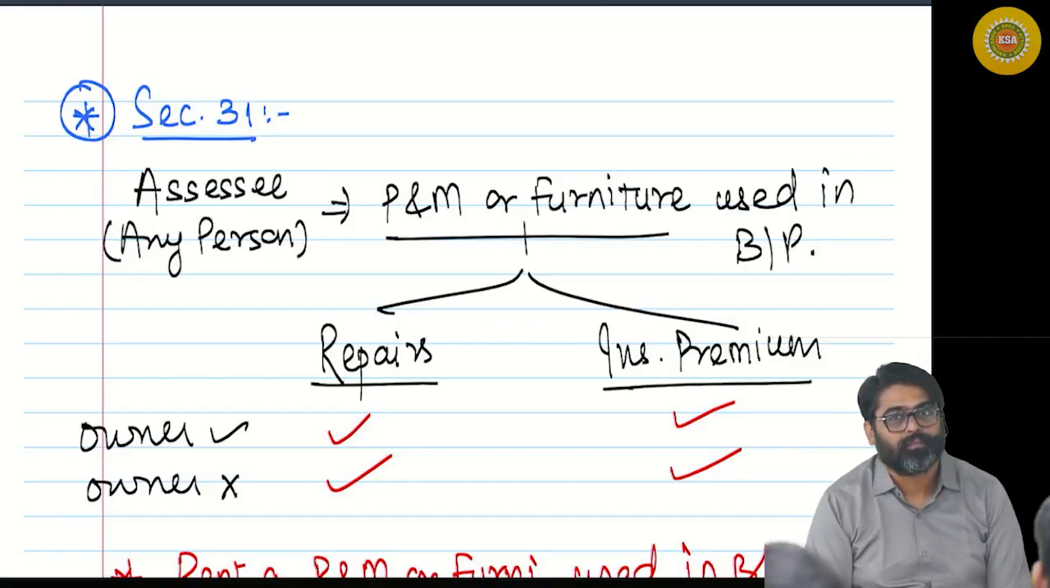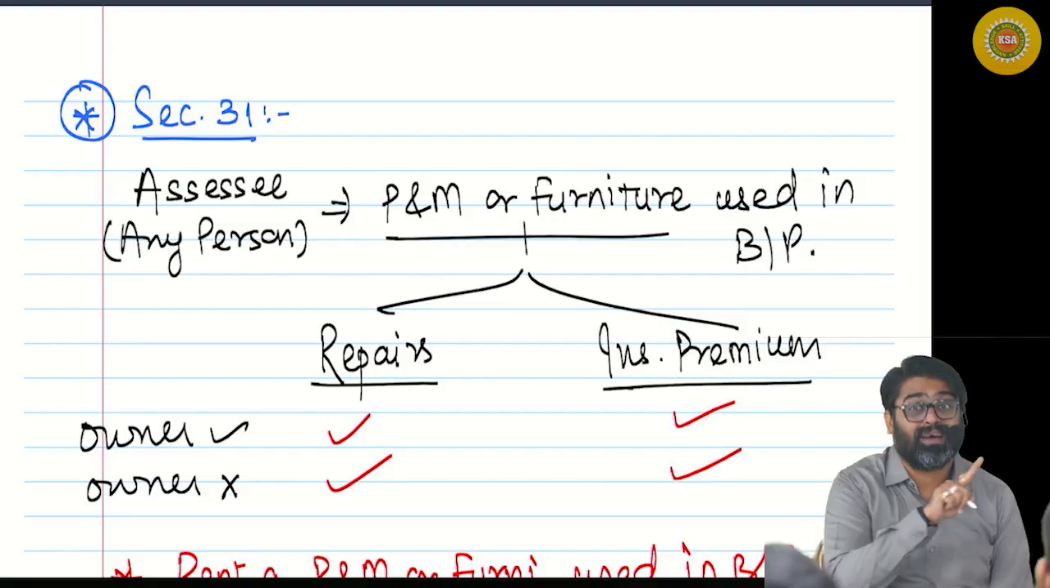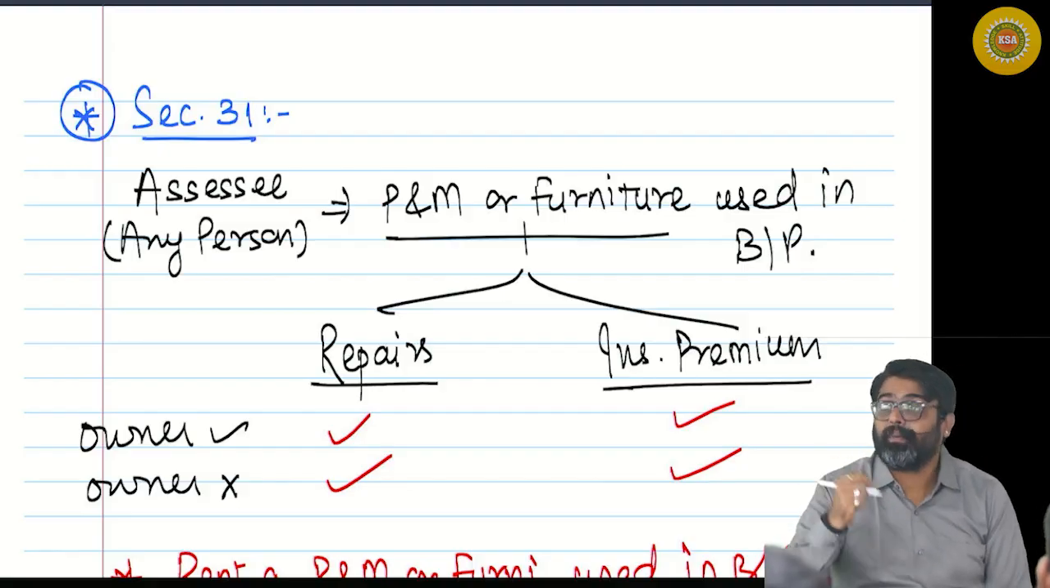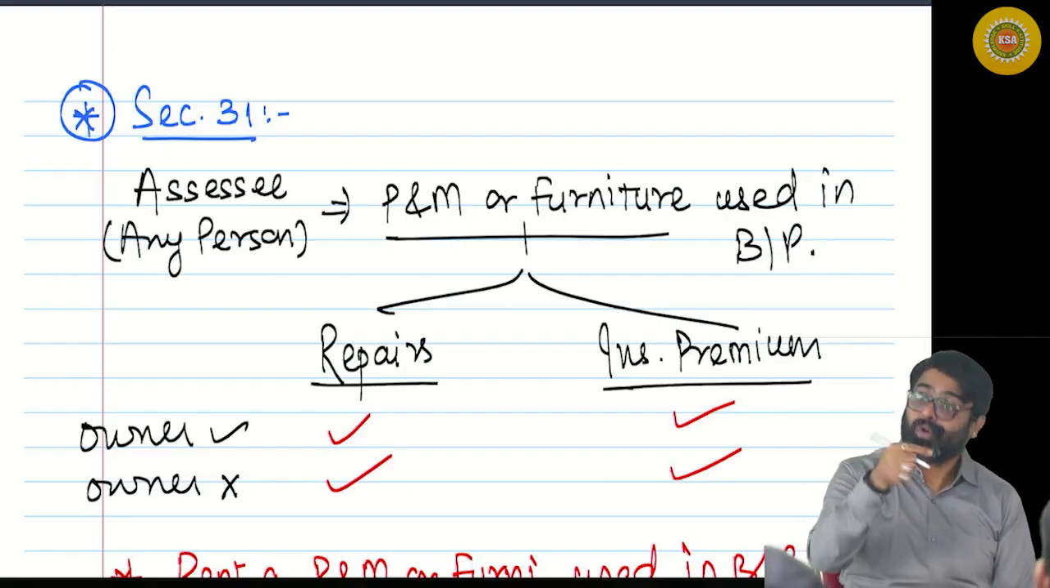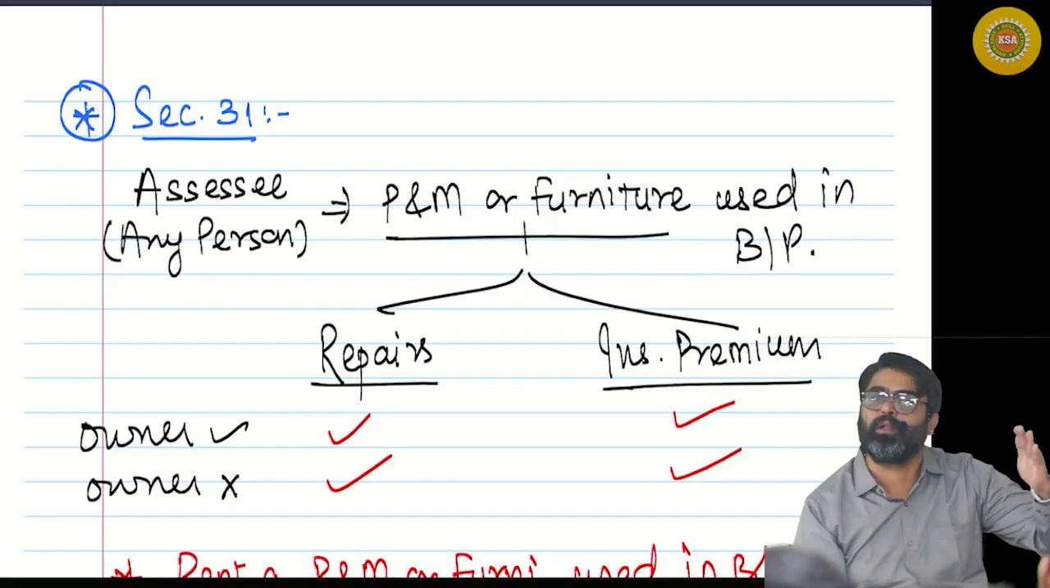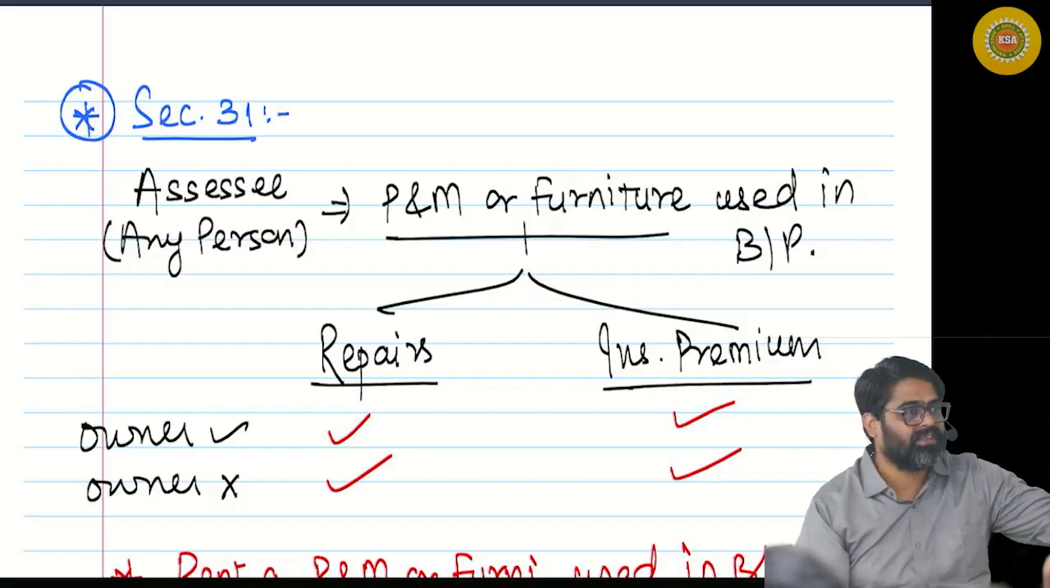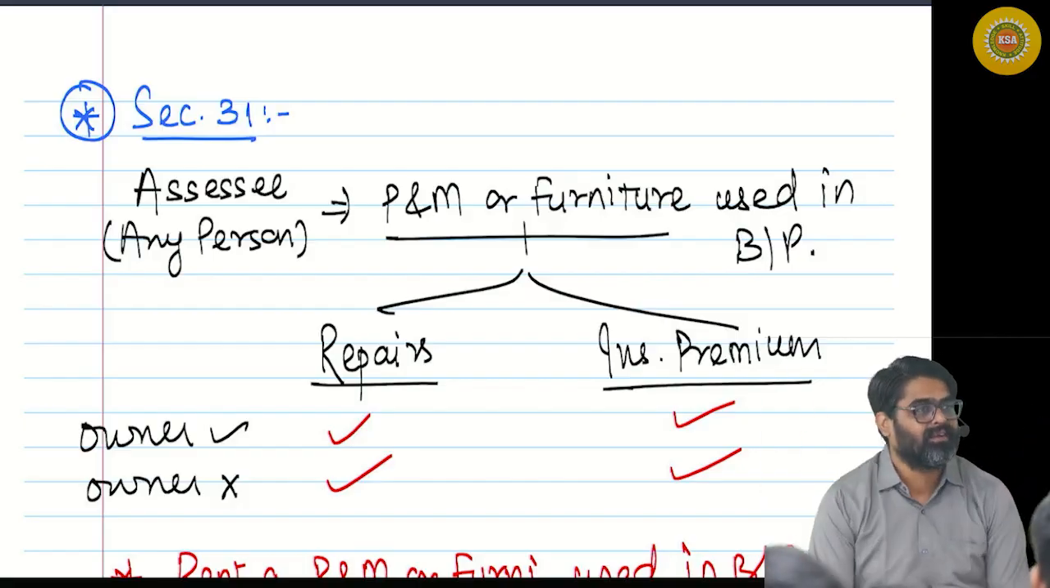Now, it is not a repair of current nature, it is a repair of capital nature. It will be added to the cost of the machine, and will be allowed in small parts in the form of depreciation. I cannot claim it under section 31.